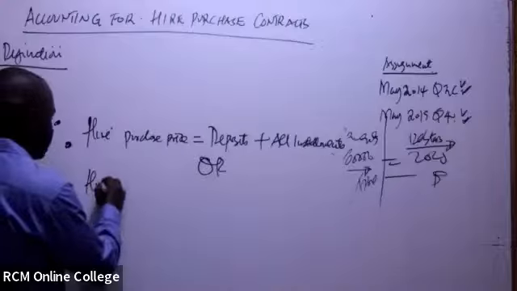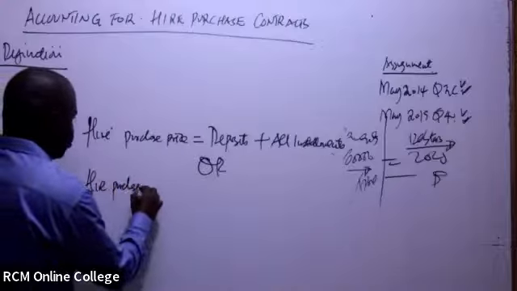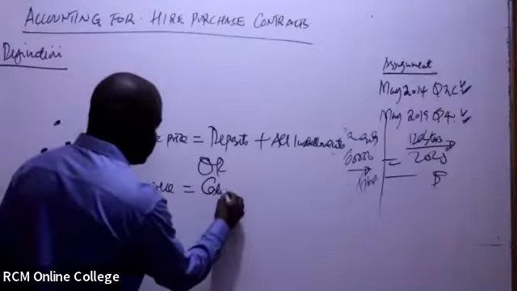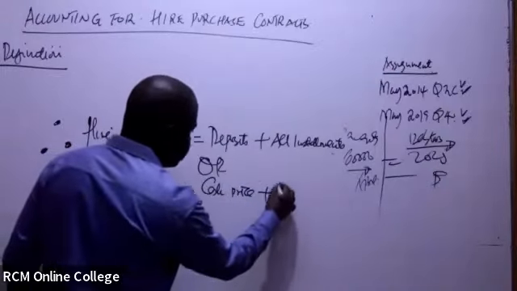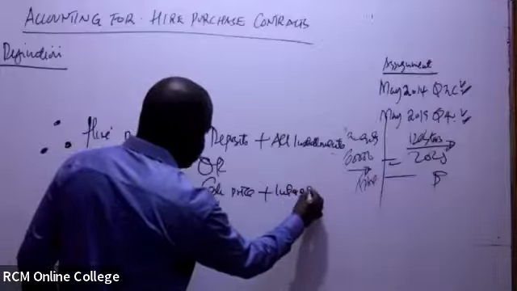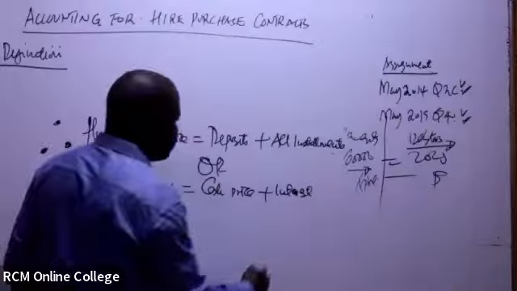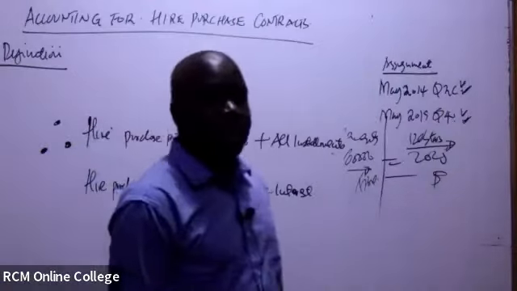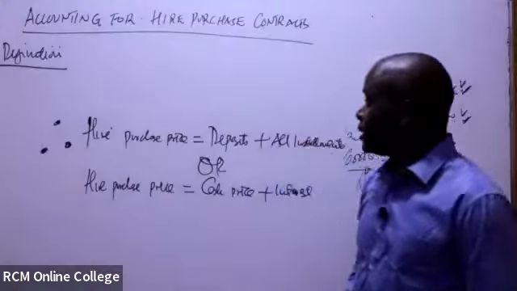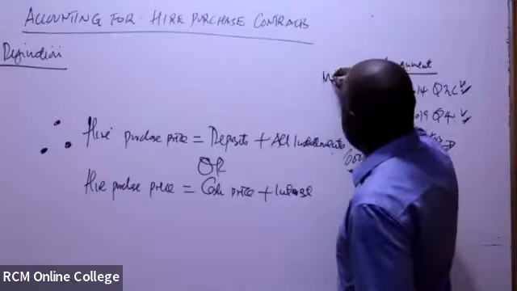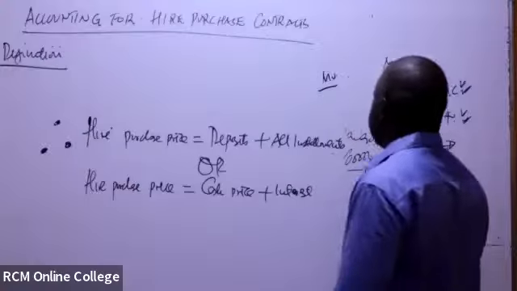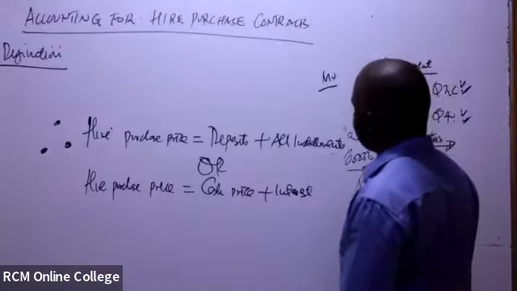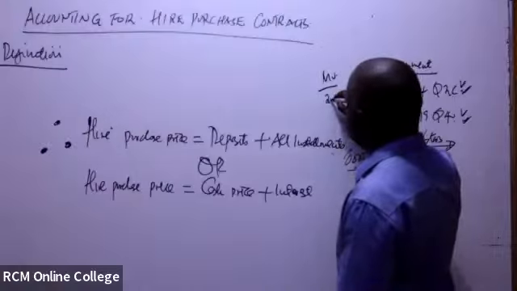You can say hire purchase price is equals to the cash price plus some kind of, like in this case, an interest. So if you realized, the cash price is always lower than the hire purchase price. If it is a motor vehicle being sold by a car dealer, someone buying on cash basis might pay 2 million.